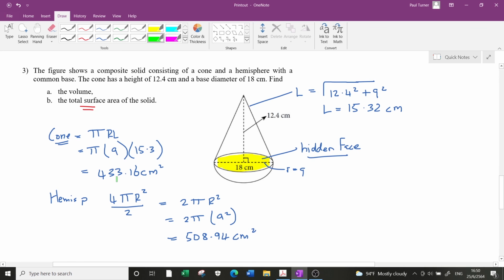So we have two numbers there. We have the cone, that's your cone area, and that's your hemisphere area. And when we add those two numbers up, we get a total surface area of 942.1. And that's your total area of the solid.